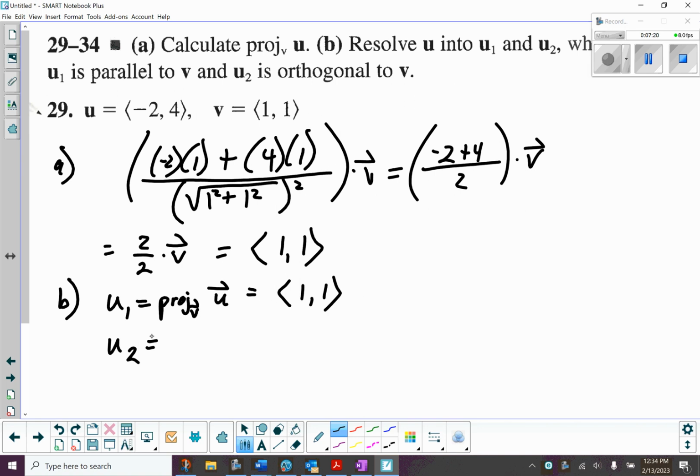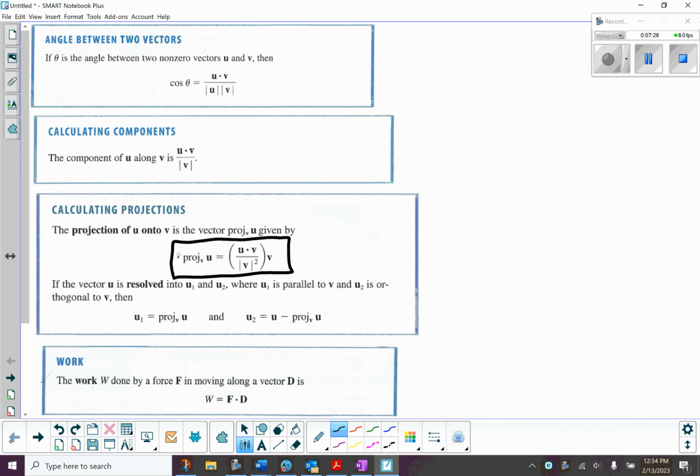For u sub 2, the one that's orthogonal to vector v, we should be able to find this pretty easily. Going back to this, what you just did from here is that. And then all we're going to do now is vector subtraction. For vector u sub 2, we're going to take the original vector u and subtract that answer.